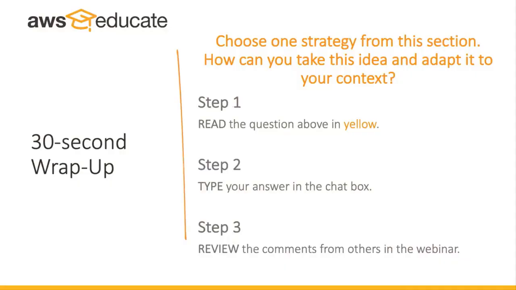Let's engage in our 30-second wrap-up question. I'll read the question in yellow at the top of the screen. Choose one strategy from this section. How can you take this idea and adapt it to your context? Step 1, read the question above in yellow. Step 2, write your answer in the chat box. Step 3, review the comments from others in the webinar. So let's begin our 30 seconds, starting now.